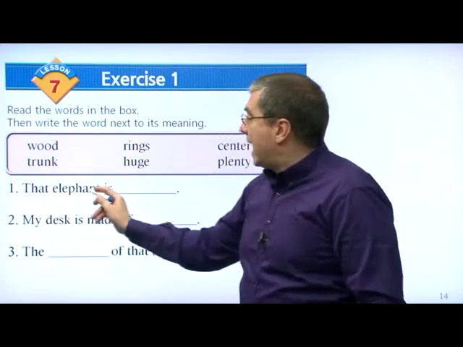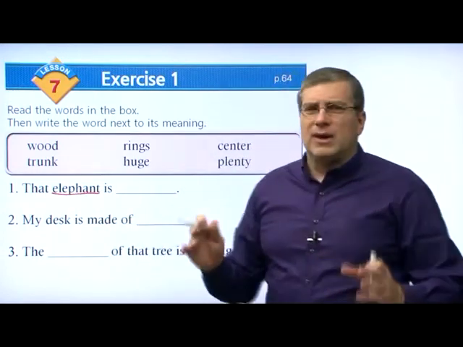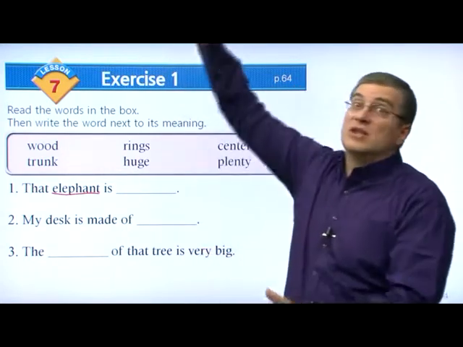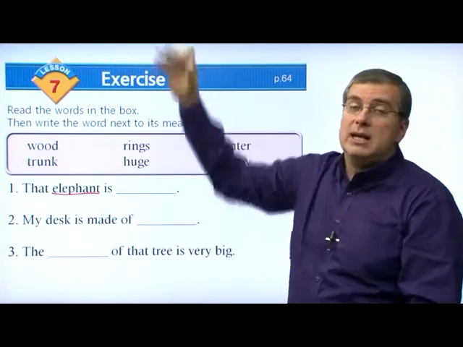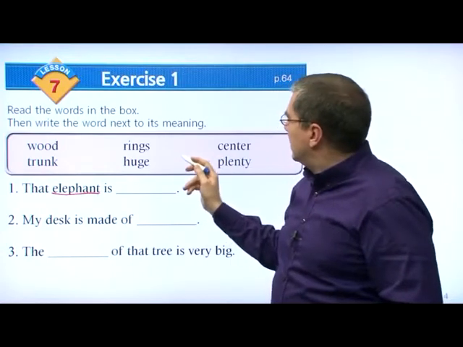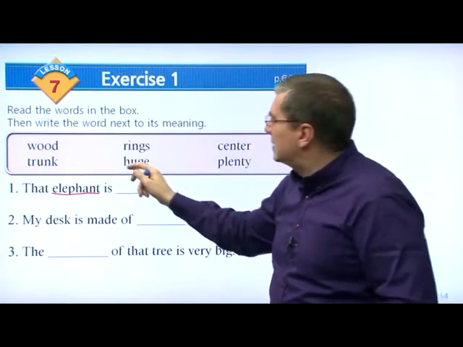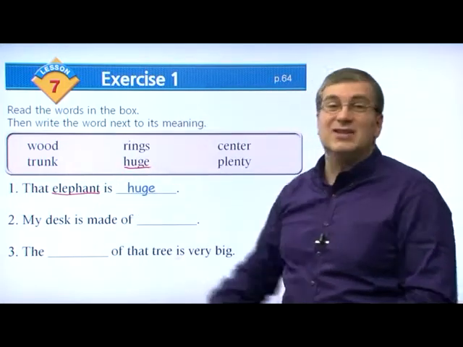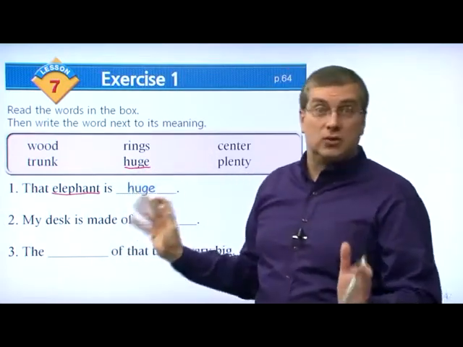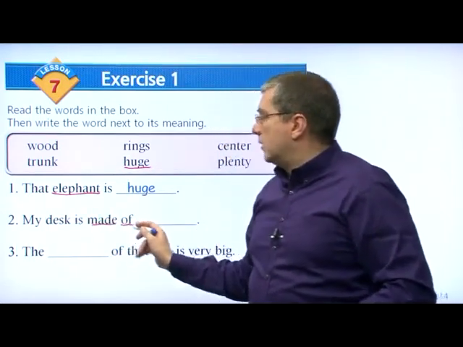Number 1, that elephant is what? Now we could say a couple things. Think about an elephant. Is an elephant a small animal? No, an elephant is really, really big, right? So probably our best word, our only word here to talk about really, really big is huge. That elephant is huge, really, really big. If you walk up to an elephant, wow, it's really big. It's huge.